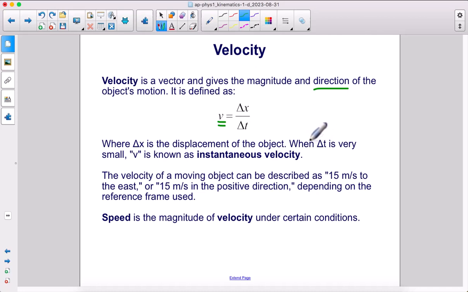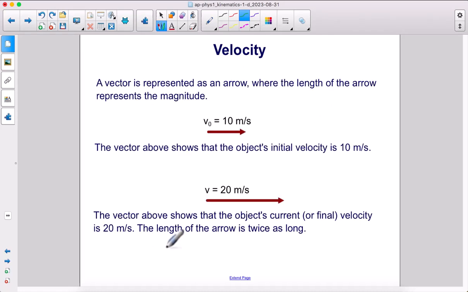Speed is the magnitude of velocity under certain conditions. A vector is represented as an arrow, where the length of the arrow represents the magnitude. Here, the vector above shows that the object's initial velocity is 10 meters per second. The vector here shows that the object's current or final velocity is 20 meters per second. You can see that the length of the arrow is twice as long to represent twice as much speed.